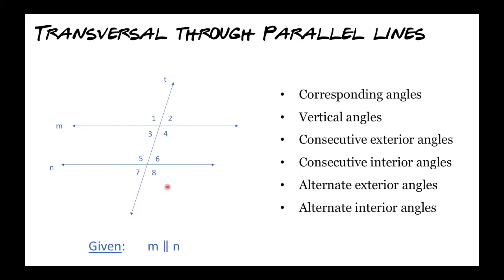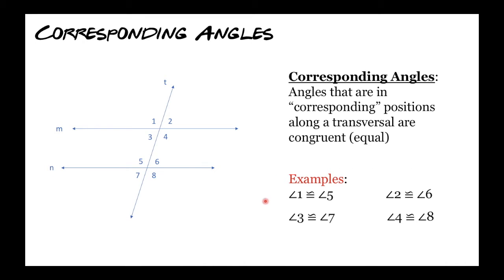There exist many relationships between these angles, including corresponding angles, vertical angles, consecutive exterior angles, consecutive interior angles, alternate exterior angles, and alternate interior angles. That was a lot of vocabulary that I just threw at you, so let's go over what each of those terms means. Corresponding angles are angles that are in the same position along a transversal.